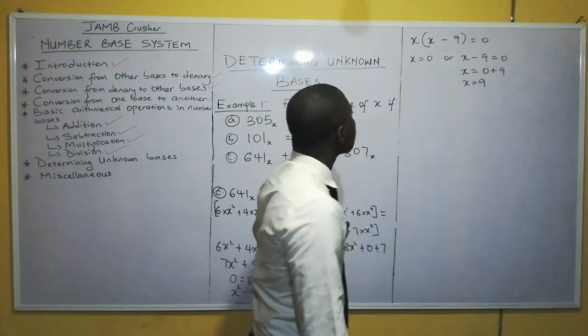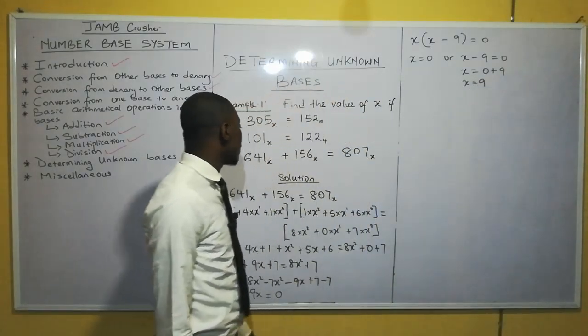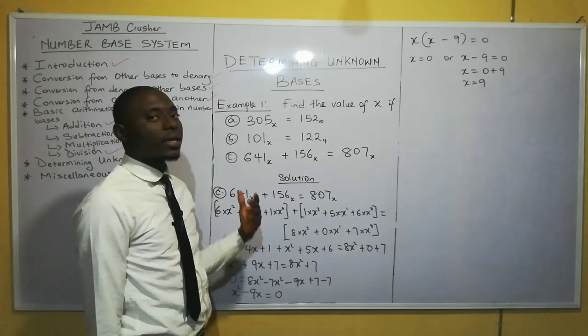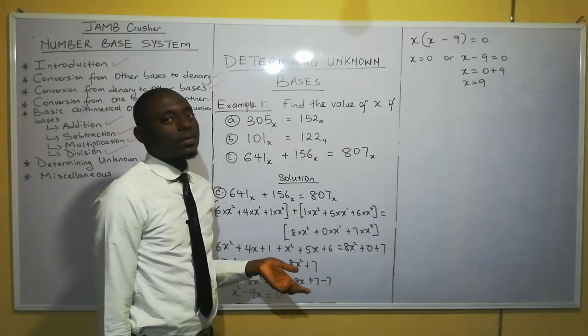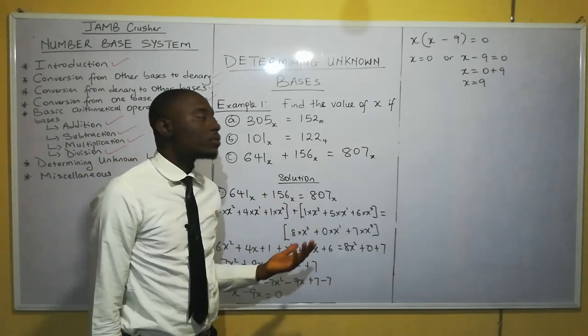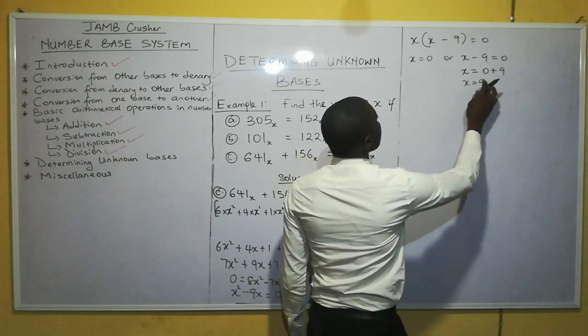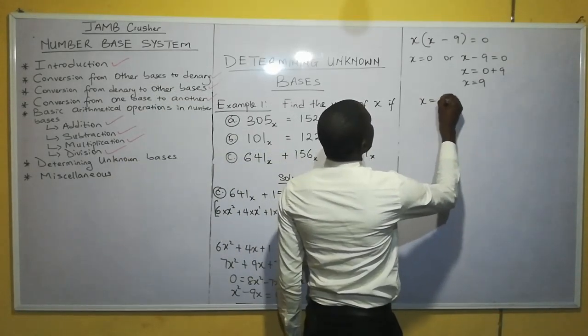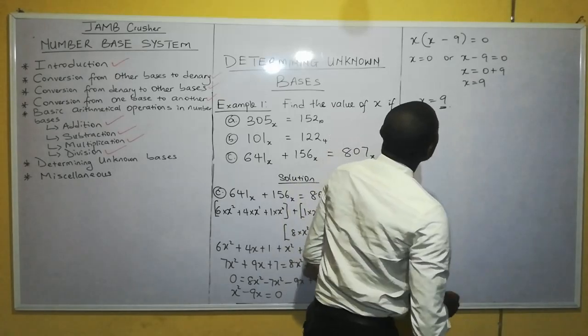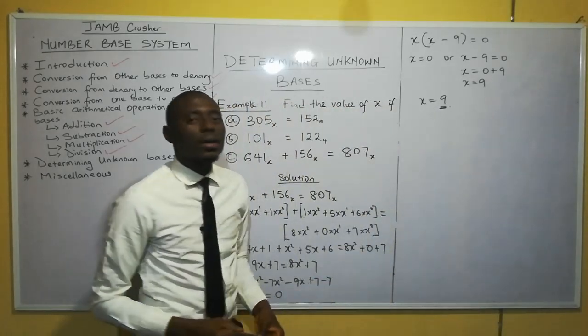Which of these two answers do you think is more appropriate for this kind of question? You know, we can't have base 0. There is no such thing as base 0. So that means that the correct option we are going with, the correct answer is x is equal to 9. So this is the unknown base we are looking for.